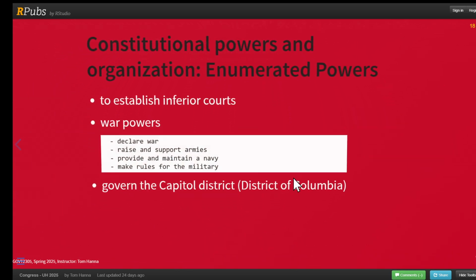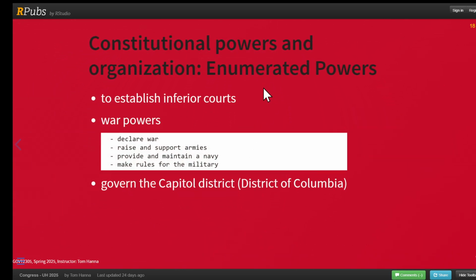It's an actual enumerated power. So Congress also has the power to establish inferior courts. So any of the courts other than the Supreme Court, which is set up in the Constitution, any of the other courts are just Congress's power. Congress has passed laws that every court in the country at the federal level, from the district courts to the appellate courts, was established by Congress under the enumerated powers.